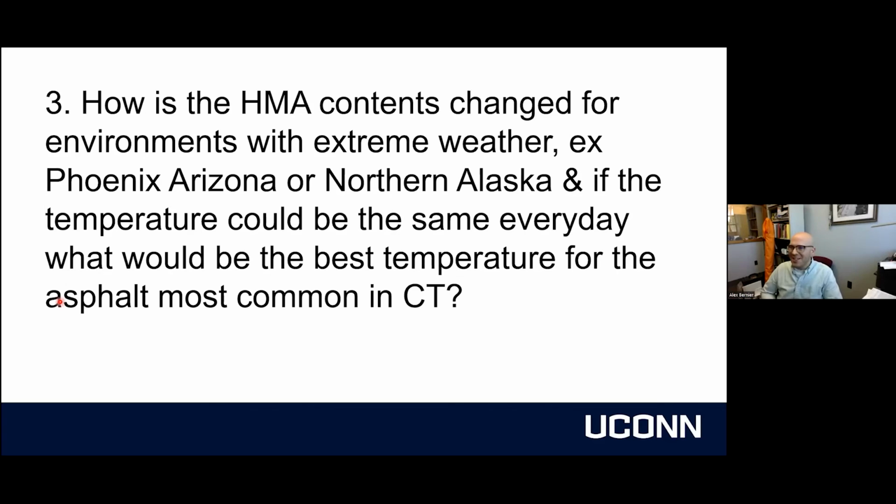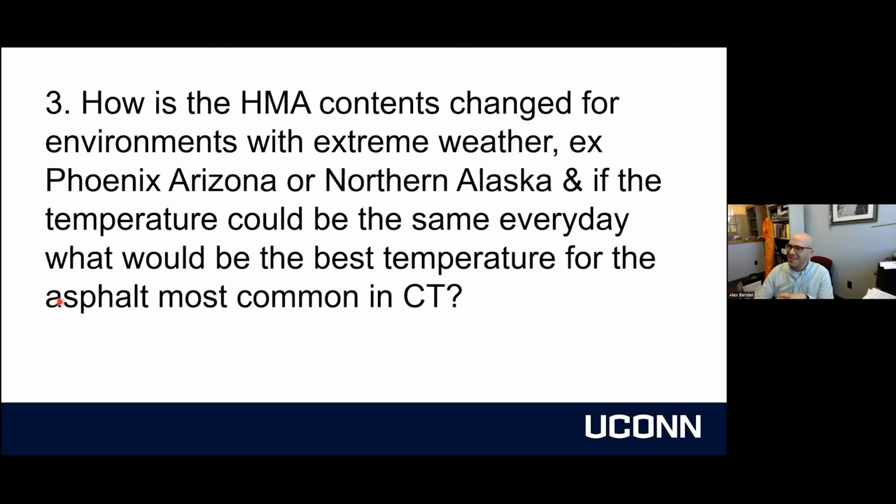This is a longer question. How has the HMA contents changed for environments with extreme weather? Example, Phoenix, Arizona versus northern Alaska. And if the temperature could be the same every day, what would be the best temperature for the asphalt most common in Connecticut? Wow. Could write a paper on two or three different subjects in there.